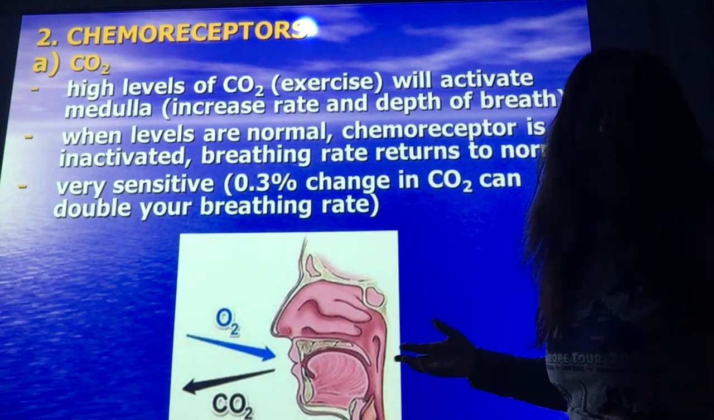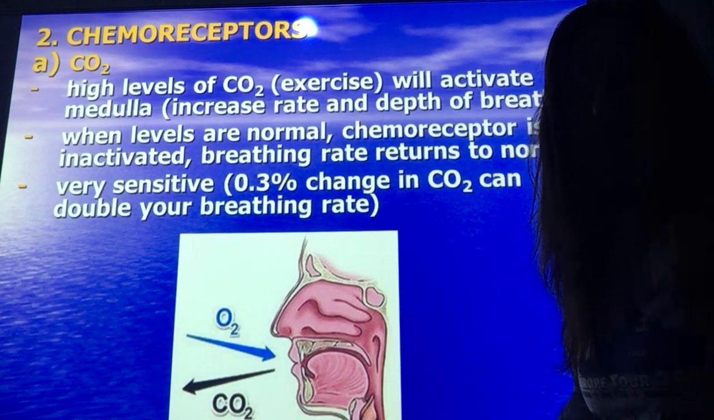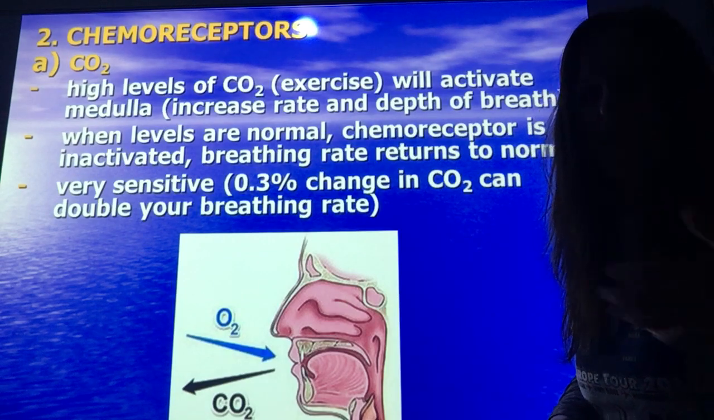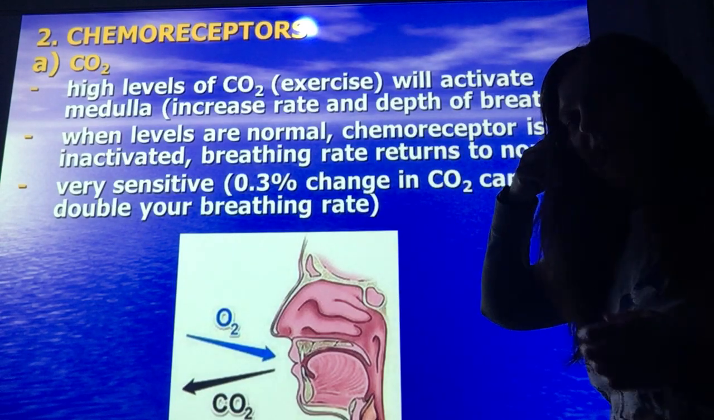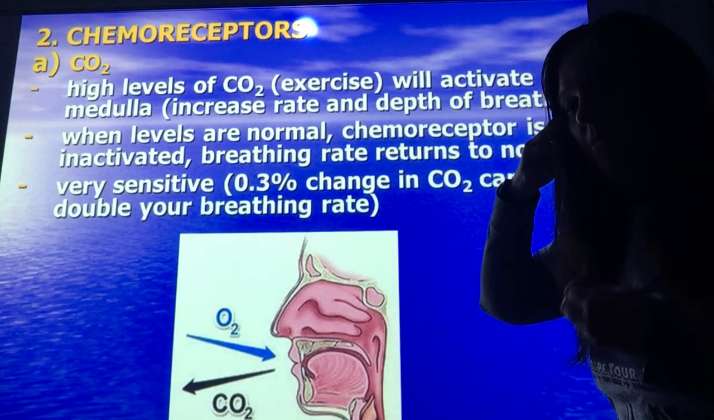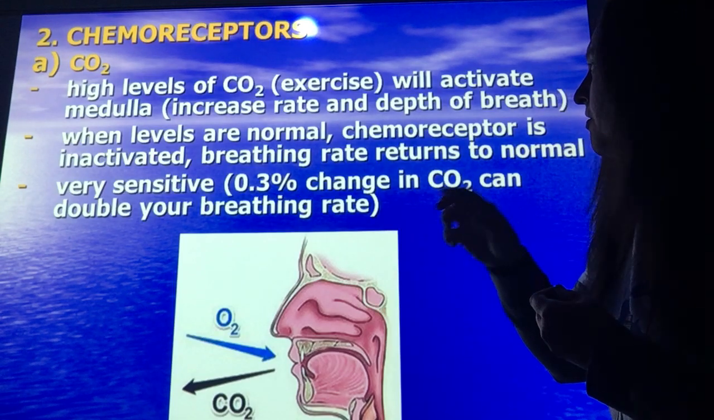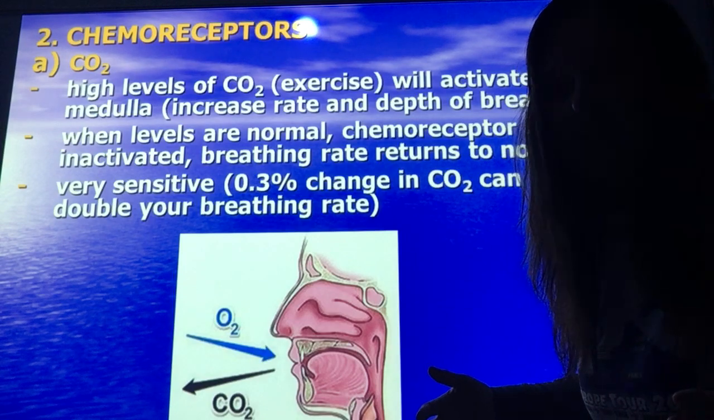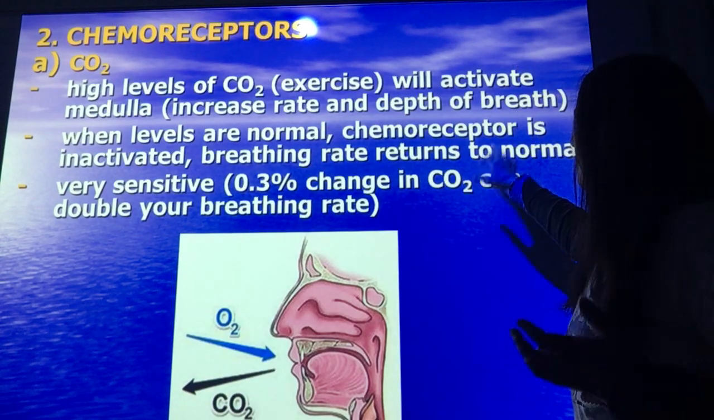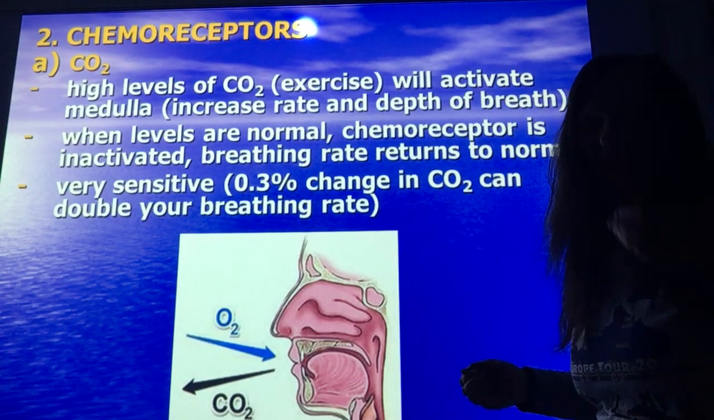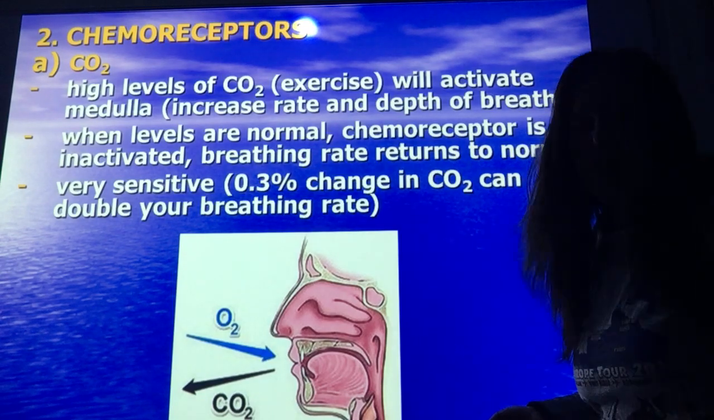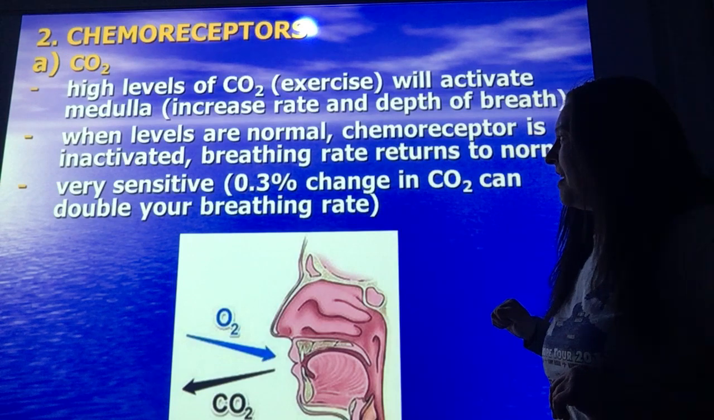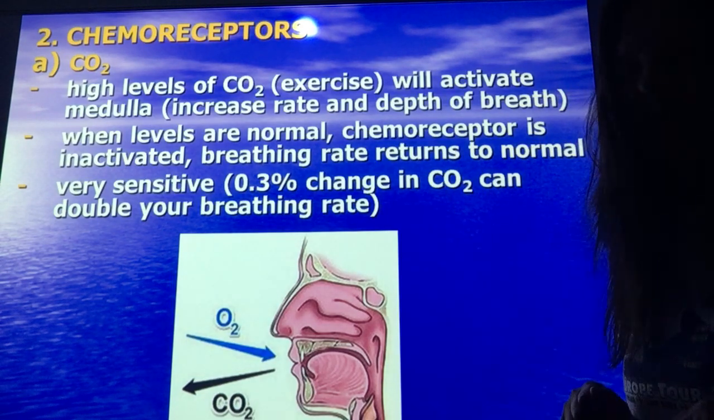And again, remember we talked about that negative feedback system in unit 1. You're exercising, you've got high levels of carbon dioxide. How do you get rid of it? The medulla gets activated and says, okay, I'm going to breathe more. So when you breathe more, you're expelling more carbon dioxide. Then when your levels get back to normal, you don't need to continually be at a high rate. So when you're back to normal, those chemoreceptors get shut off, then your breathing rate returns to normal. And it's very sensitive. A 0.3% change in carbon dioxide, that's all you need to double your breathing rate.